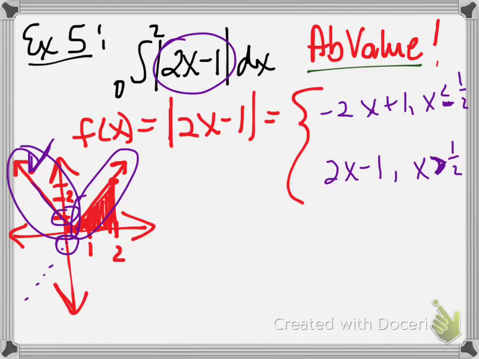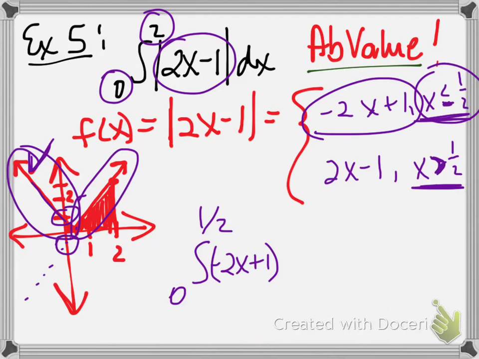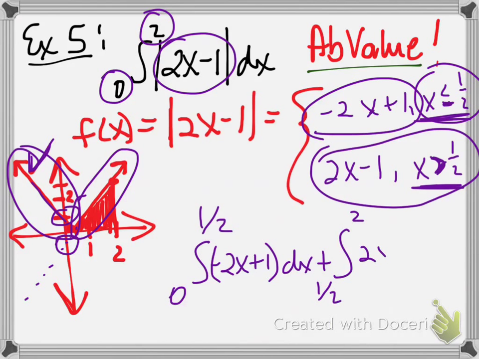Okay, so why is this so important? Well, you have to break it up if you're going to integrate. We've got to break it up into 2 integrals. So since we're going from 0 to 2 and there's a breaking point at 1/2, we're going to say 0 to 1/2. And we're going to use this section because 0 is less than 1/2, so negative 2x plus 1 dx plus the integral from 1/2 to 2. And we're going to use this part, 2x minus 1 dx.